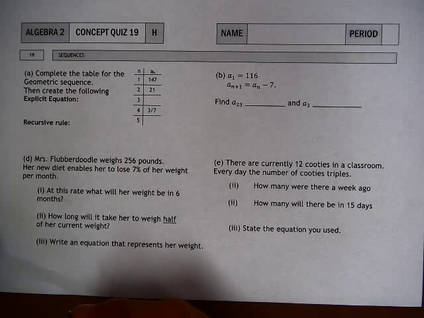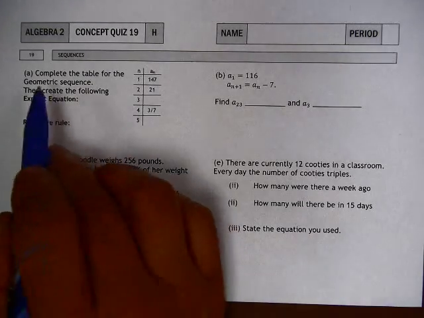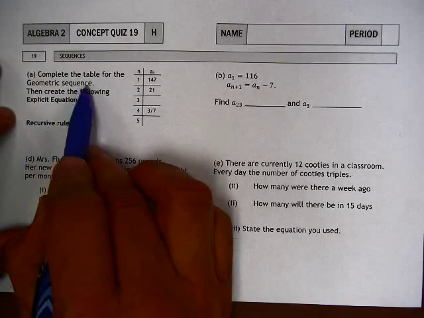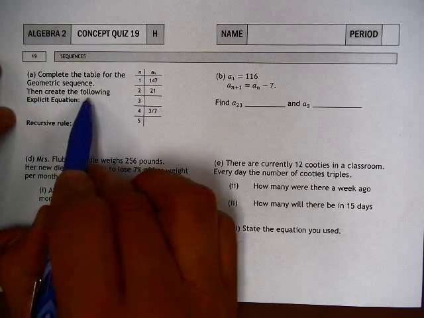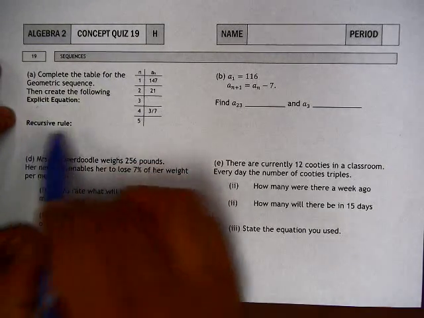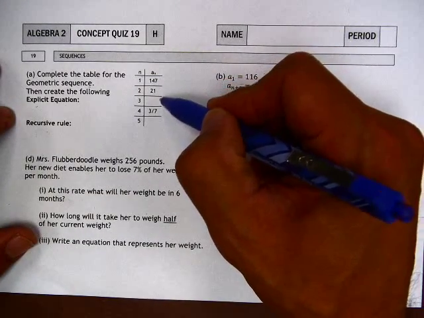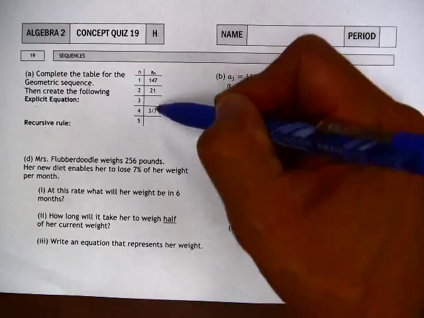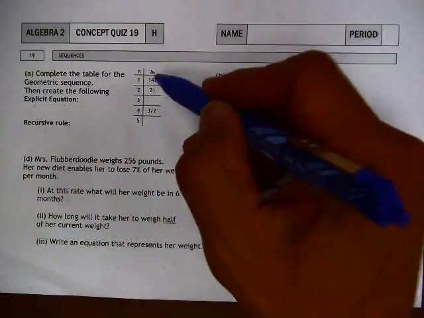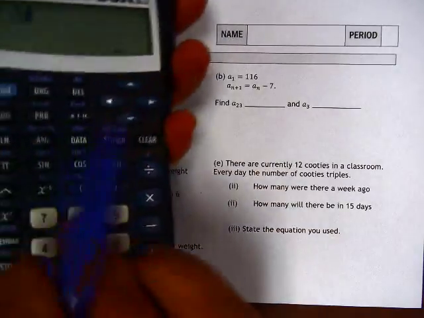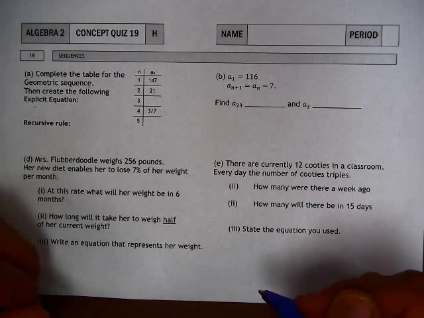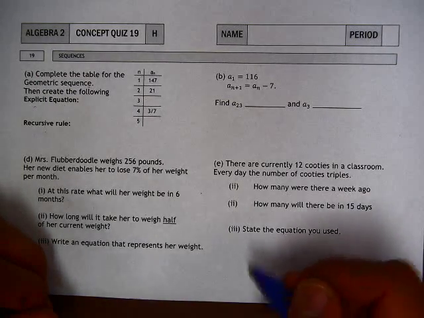Practice quiz number 19. First problem, complete the table for the geometric sequence, then create the following: an explicit equation and a recursive rule. If this is geometric, it is not subtracting a number to go down, so it must be dividing. So I try 147 divided by 21, I get 7. So we're dividing by 7 every time.